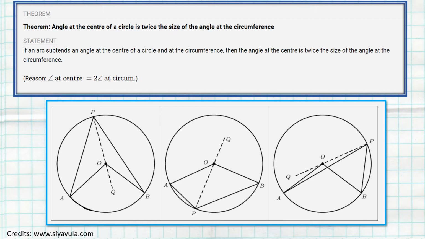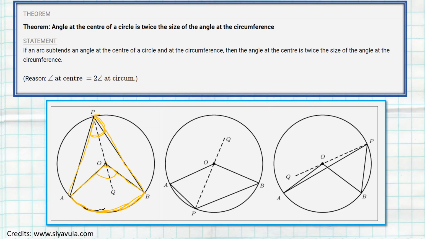Let me use this diagram, and let me use a yellow color. This is your arc, arc AB. It's subtending an angle at the center of the circle. That's angle AOB. The same arc AB is also subtending another angle at the circumference. Can you see? It's subtending another angle at the circumference.